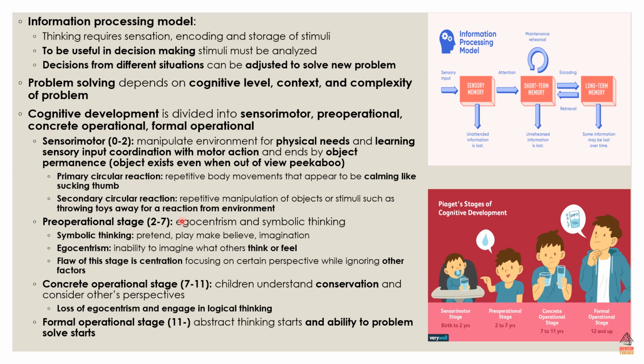The sensory motor stage usually occurs from birth to 2 years, and to summarize, it's basically manipulating the environment for physical needs and learning sensory input coordination with motor action, and it ends with object permanence. Object permanence is basically that objects exist when out of view. An example of that is peekaboo. When you go to a kid and hide your face, they're like, oh, where did they go? And then you go peekaboo, now you're there. Then you hide your face again, they're like, where did they go? And then you go peekaboo again. So that's object permanence: they begin to realize that you exist beyond the peekaboo stage.